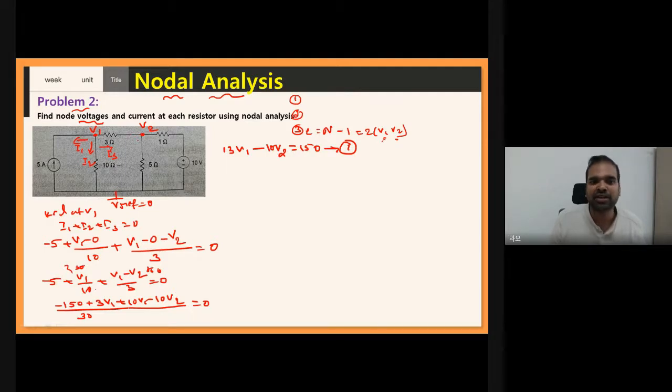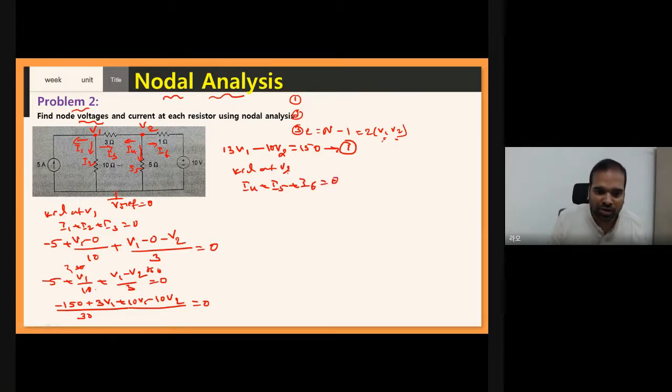Current is leaving to each branch from V2. So you already consider I1, I2, I3. Therefore now you consider this is my I4, and this is I5, and this is I6. Clear. So if I apply KCL at V2, what I will get? I4 plus I5 plus I6 equal to 0.